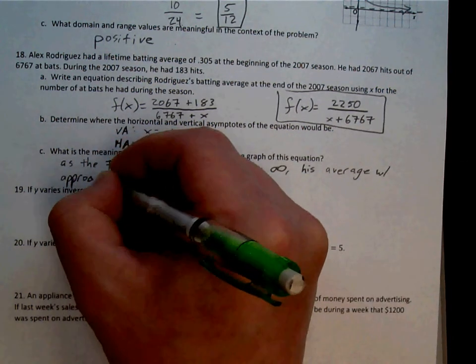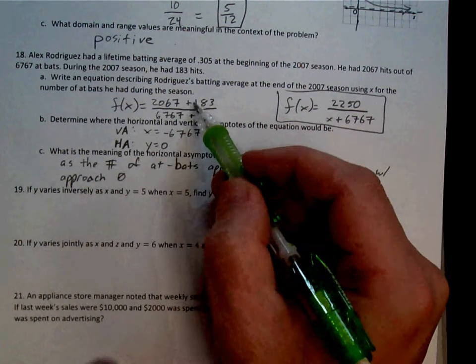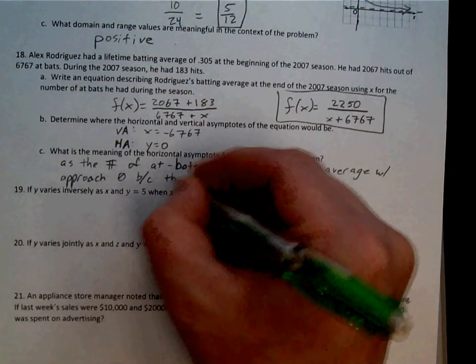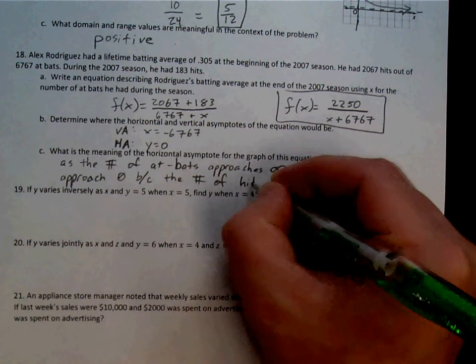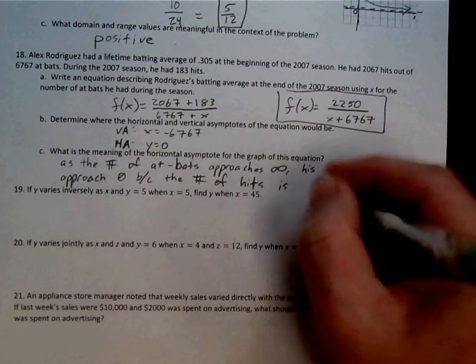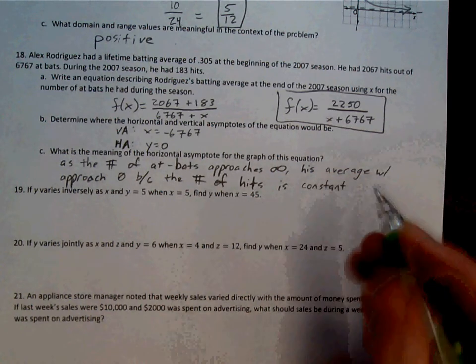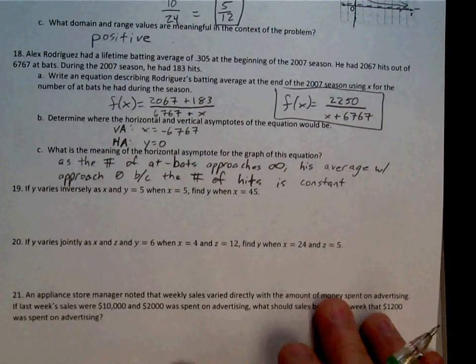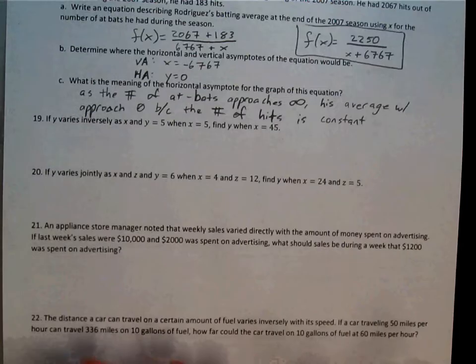And that's true because the number of at-bats is changing, not the number of hits. The number of hits is constant. The only thing we're changing is his at-bats. Now, we know he's not going to really get an infinite number of at-bats in that season and have an average near 0, but that's what that means. Okay, now we get into variation.